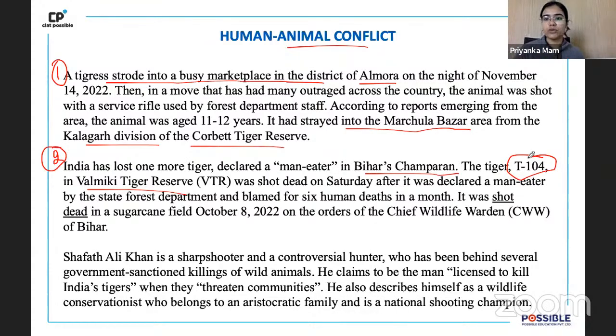In 2022, there was another tiger, Tiger 104, and this tiger is from the Valmiki Tiger Reserve. And apparently, he used to go and kill a lot of human beings.